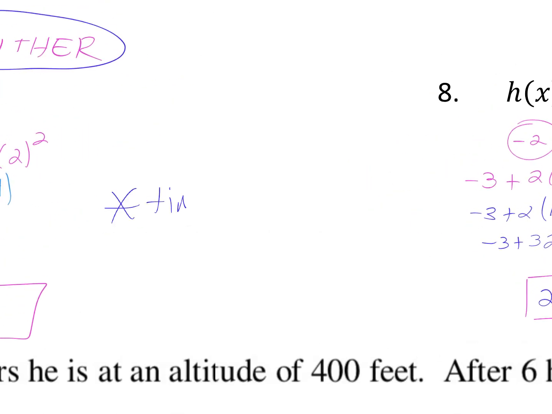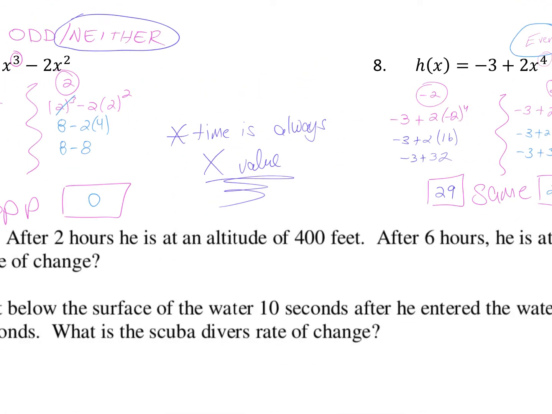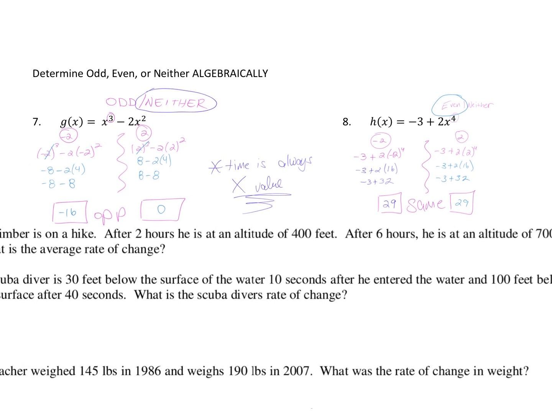Time is always X value. Time is always X value. Weight, a lot of times, is your Y value. But if we look at this first question, I'm trying to extrapolate, trying to take out from this question two ordered pairs. So it says a climber is on a hike.